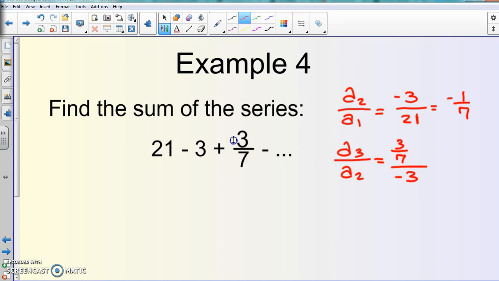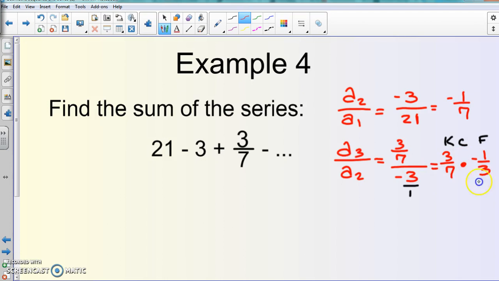So 3/7 is the third term. Negative 3 is the second term. And again, we keep the numerator, 3/7. We change division to multiplication. And then we flip this. And we know here that means the same thing as saying negative 3/1. So if we flip that fraction, that would be negative 1/3. Just flip it. So again, keep, change, flip.